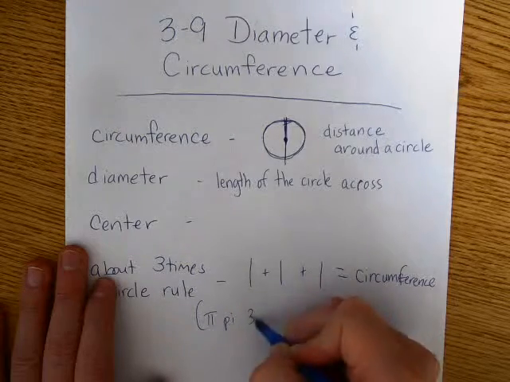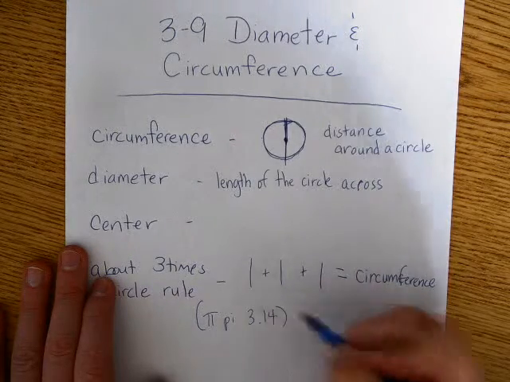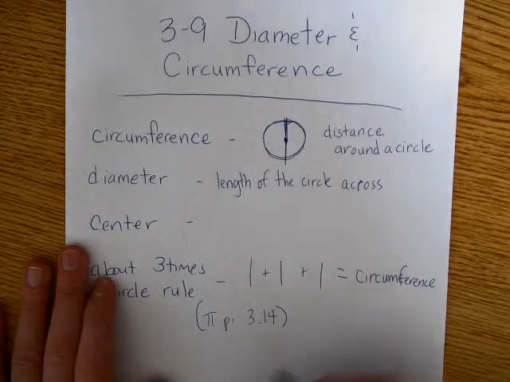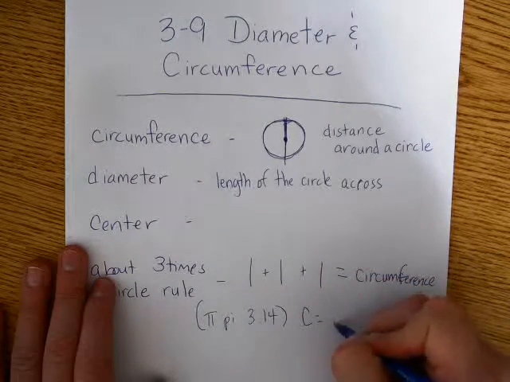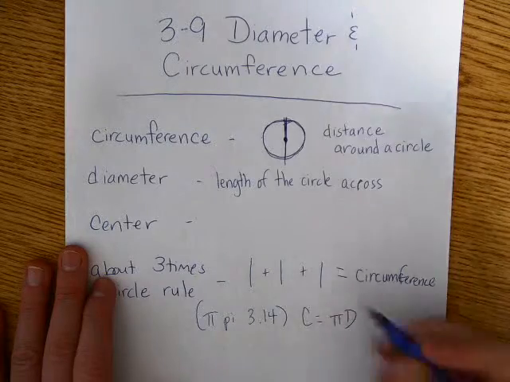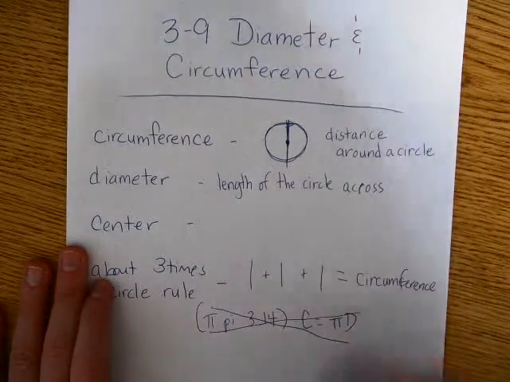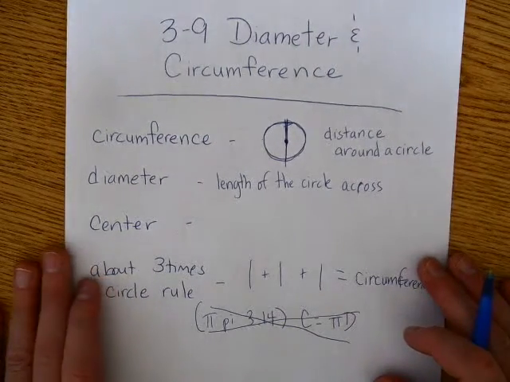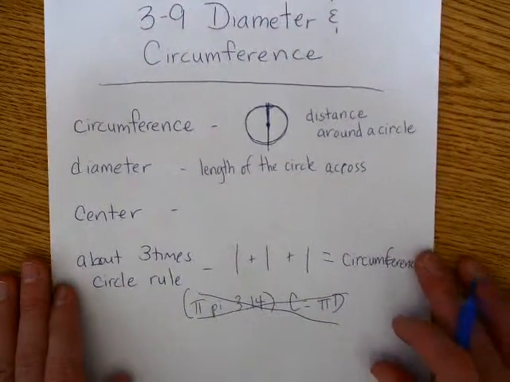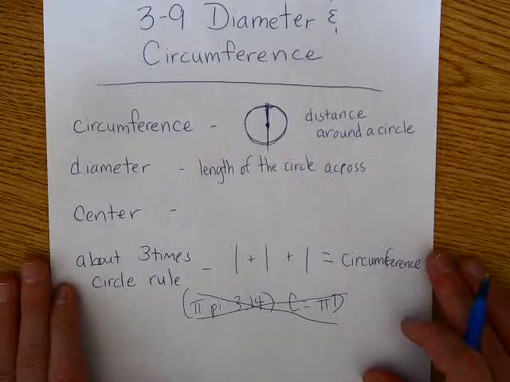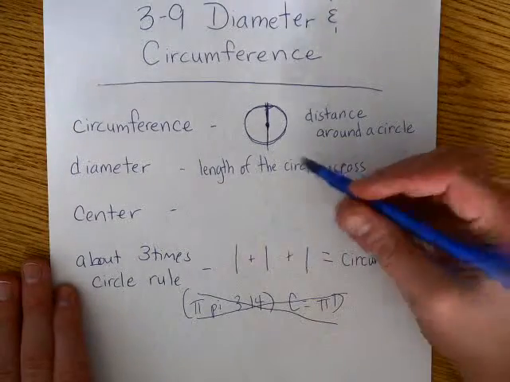Now, as the kids get older, they'll learn the 3 times rule to be pi. Okay, pi, or 3.14. And they'll know that the distance around the circle, circumference, equals pi times the diameter. Okay, but this is not what we do in 3rd grade. We don't worry about that at all in 3rd grade. We just try to get them to understand the concept. It's just an introduction to the concept in 3rd grade.